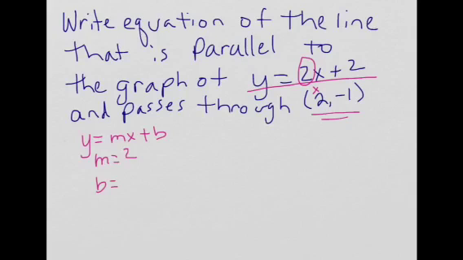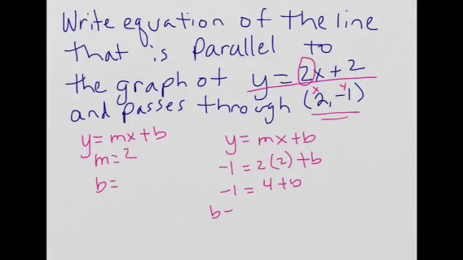This is my x, this is my y. Y is equal to mx plus b. Negative 1 is equal to, my slope is 2, my x is 2, plus b. Negative 1 is equal to 4 plus b. b plus 4 is equal to negative 1. Zero pair out, so I have b is equal to negative 5. So my answer is going to be y is equal to 2x minus 5.